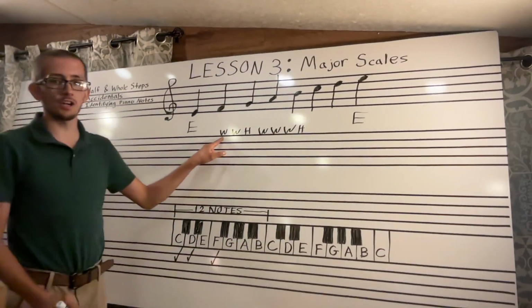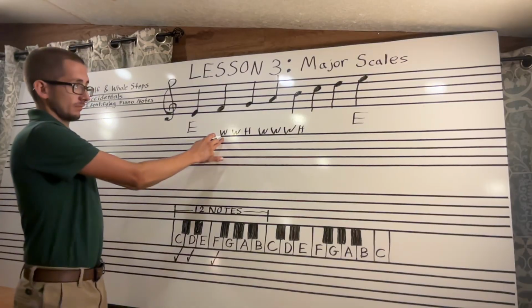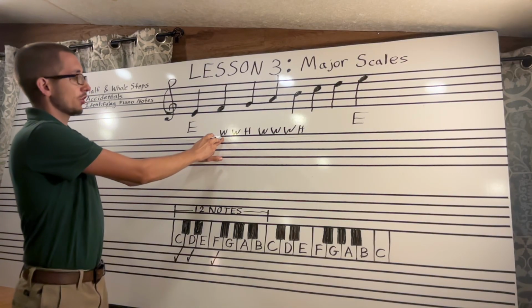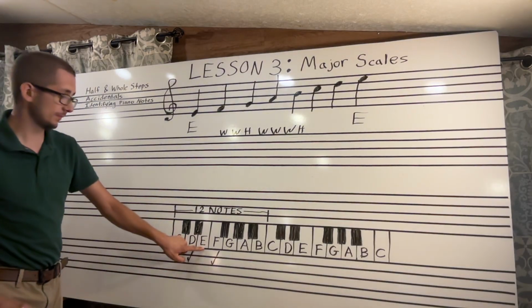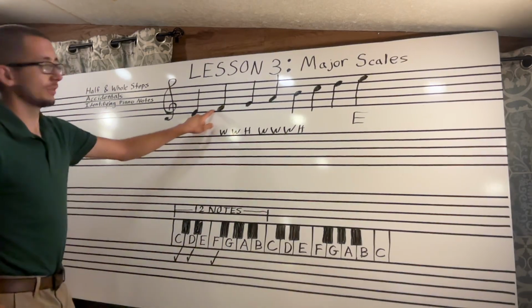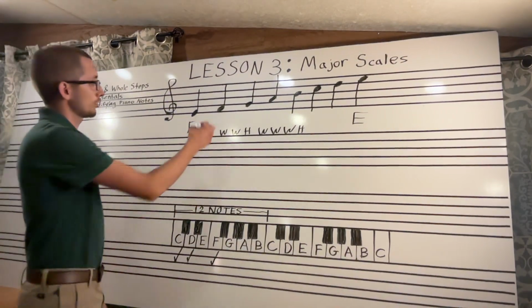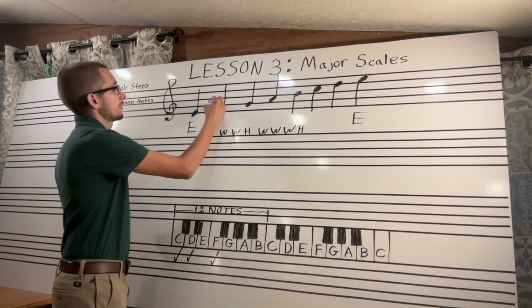Alright, now starting at our first part of our formula there, we need to go a whole step above E. What's a whole step above E? F sharp. Right now this is reading as an F natural, so we need to put a sharp sign right there.